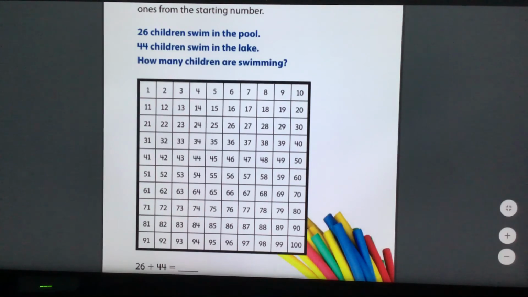Okay, let's read that again. Listen for the clue words. 26 children swim in the pool. 44 children swim in the lake. How many children are swimming? Okay, so we know that there's 26. We know that there's 44. Both groups are swimming, and they want to know how many children are swimming. So if both groups are swimming and they want to know how many, that means we're going to be adding those together. Okay, so on the hundreds chart, we're going to start at 26.